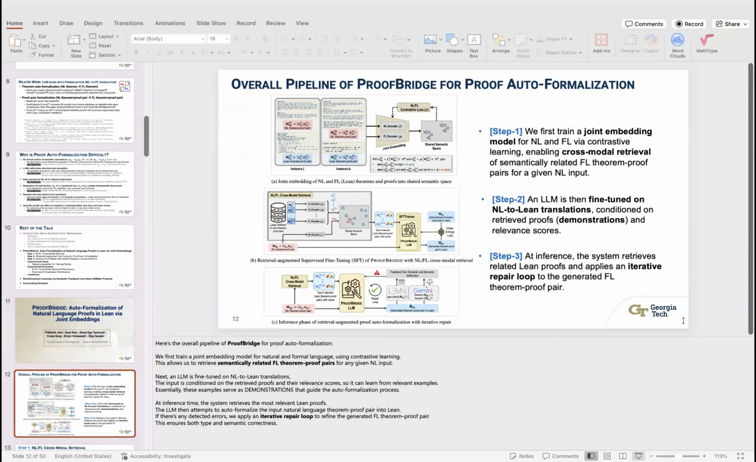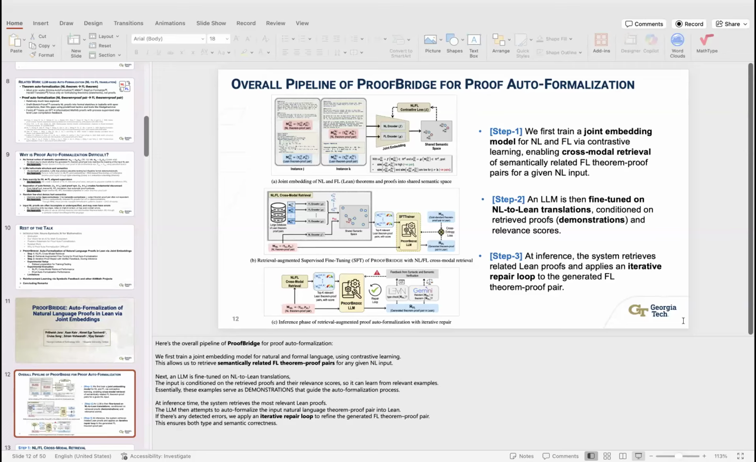Okay, so what's happening in this picture here is we have an LLM that is then fine-tuned on natural language to Lean translations, conditioned on retrieved proofs. So what do we mean by that? Here is your LLM, which is doing the translation. It is getting as input a natural language theorem proof pair. So that is the query. I'm asking, hey, can you translate this for me?